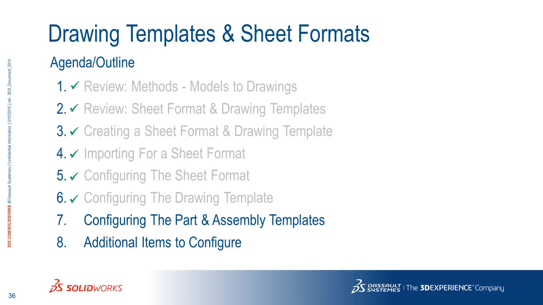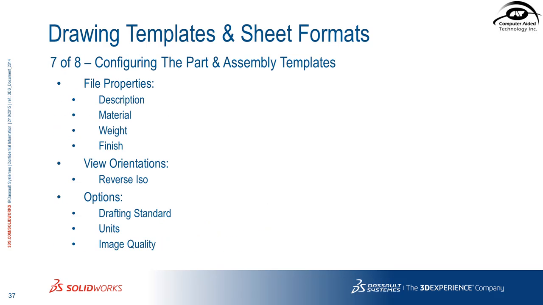Configuring the part and assembly templates. You want to make sure, oops, back up. Yeah, here we go. That you've got your part and assembly templates. If there's more than one, obviously there's a part and assembly. You might have multiple part templates, maybe, that you set up the file properties so that they work with your drawing now. You might have just used one example. You'll make sure your part template and assembly templates are set up that way.